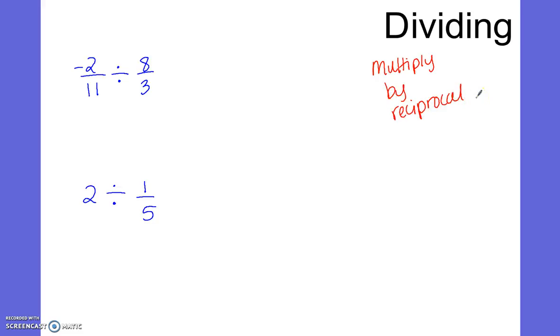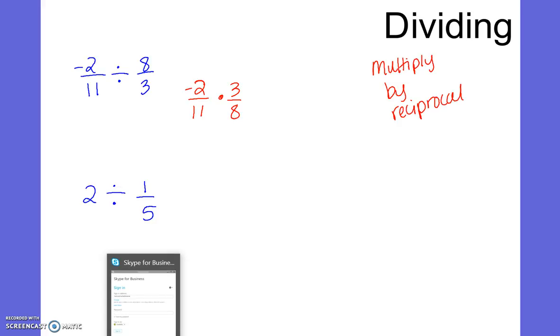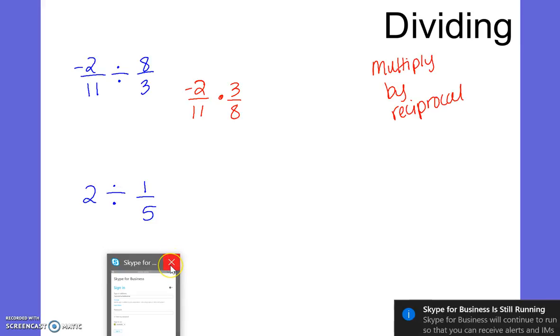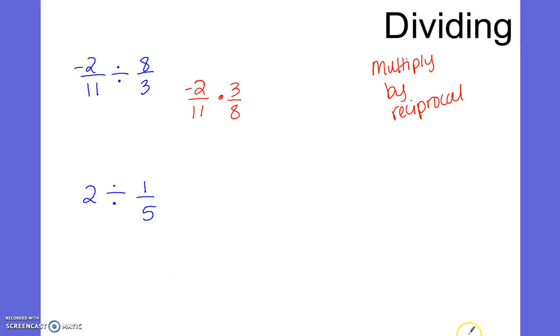Which means I keep this first one, negative 2/11, and then instead of dividing, I multiply by the reciprocal, which means I flip that, 3/8. Now, you might have heard that as keep it, change it, flip it. That might sound familiar to you, but that's what we're doing, we're just multiplying by the opposite there. And then we do the exact same thing that we did with multiplying. We just multiply across. However, just because I'm me, I'm going to reduce.